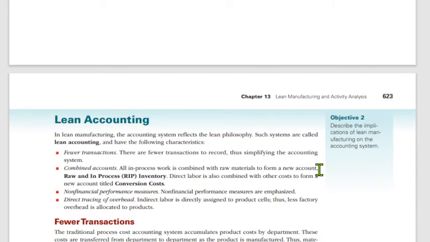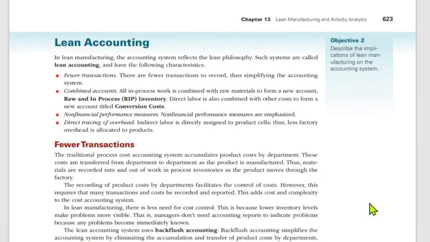However, in lean accounting, pinagsasama na natin yun to a new account title, the raw and in process inventory, yung RIP inventory. Yung direct labor is one component of conversion cost at saka overhead is one component of conversion cost. Why? In lean accounting, we combine it to one account title called the conversion cost. So later makikita mo yung kung paano natin yan ginamit. There are non-financial measures also and there are direct tracing of overhead.